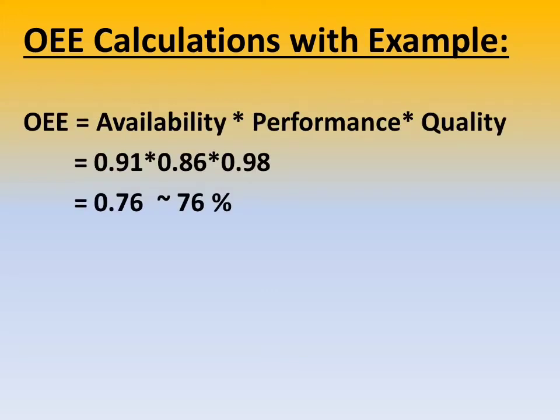So we know the availability, performance and quality. We substitute these to get OEE. The overall equipment effectiveness is equal to availability times performance times quality, which is equal to 0.91 times 0.86 times 0.98. The overall equipment effectiveness is 0.76. In terms of percentage, 76%.